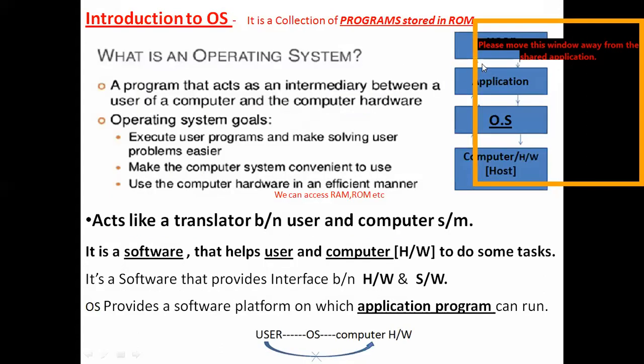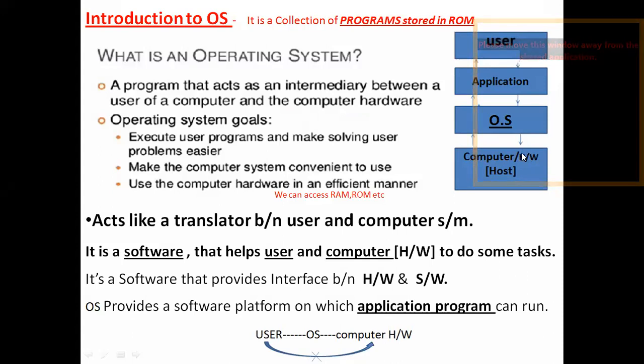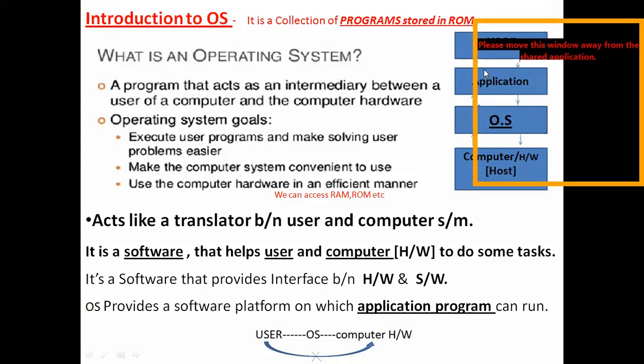The user is usually prevented from having direct interaction with the computer hardware. As the hardware is much costlier, we usually avoid the direct interaction of the user with the computer hardware or the host machine. Hence, we have this operating system, which acts as an intermediate between the application programs or user programs and the computer machine or hardware, also called the host machine.